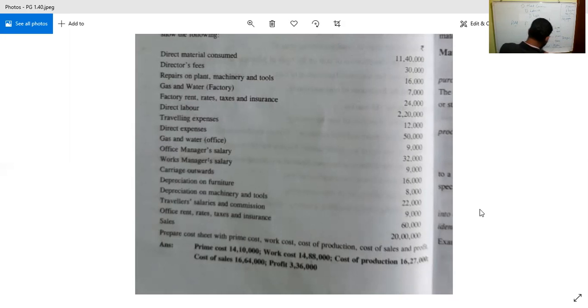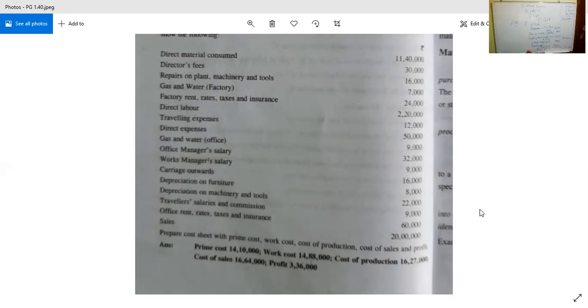So that is what work cost or factory cost. Work cost and factory cost is 14,88,000. That is the factory cost.